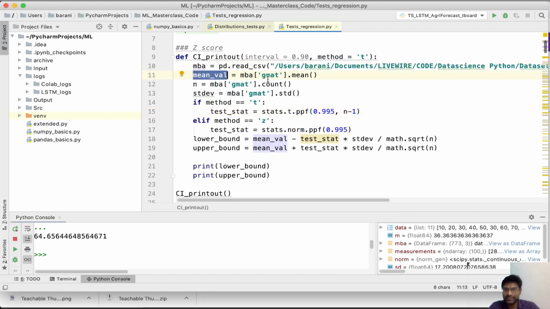The mba data frame, gmat is the column, dot mean, and similarly to get the total number of values, dot count, I will be getting the n value. Standard deviation, dot std, I have calculated all the required values. Suppose my distribution is going to be either t distribution or normal distribution, accordingly my if elif condition will be executed.